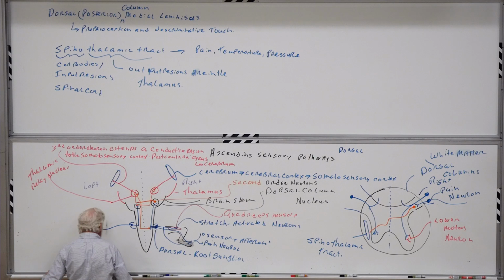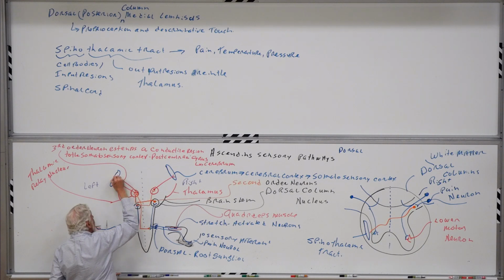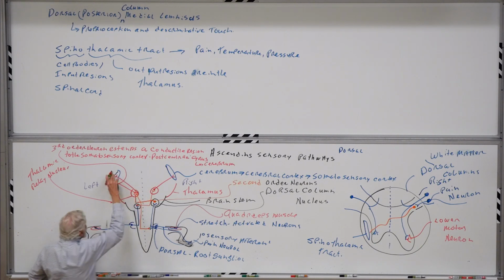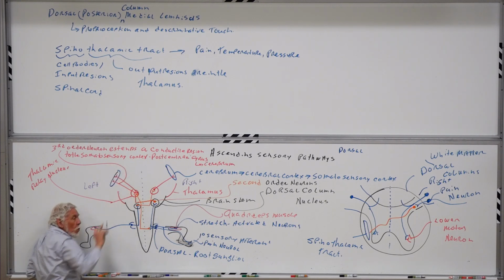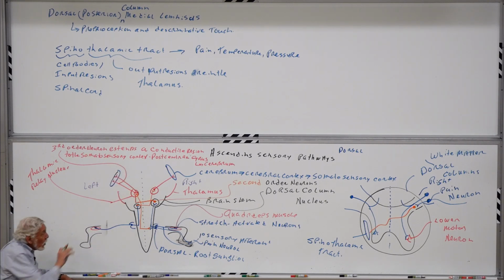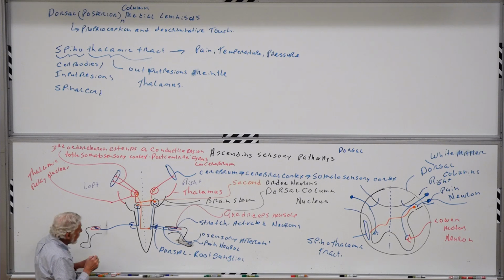And in the thalamus, this second-order neuron synapses onto a third-order neuron, and the third-order neuron now sends a process to the postcentral gyrus, to the somatosensory cortex. We can do the same thing on the other side.